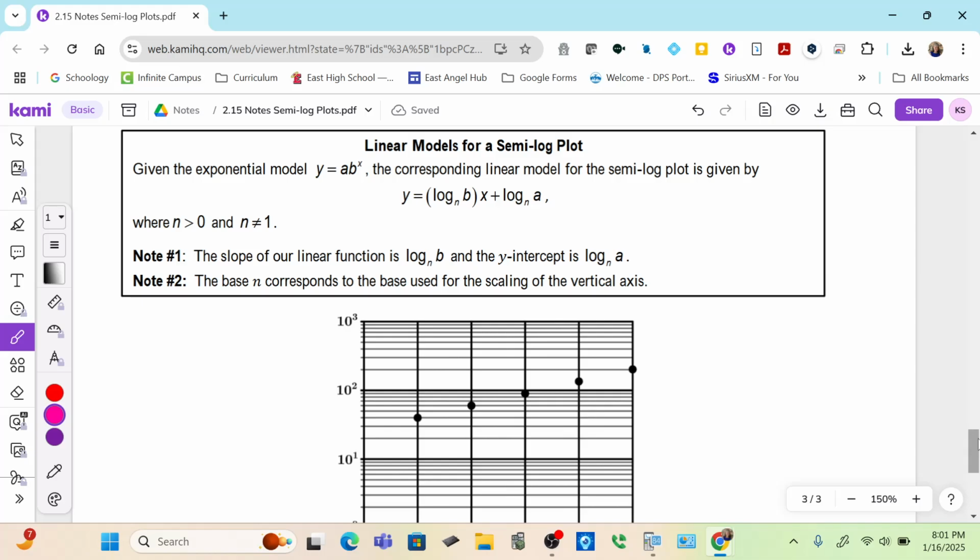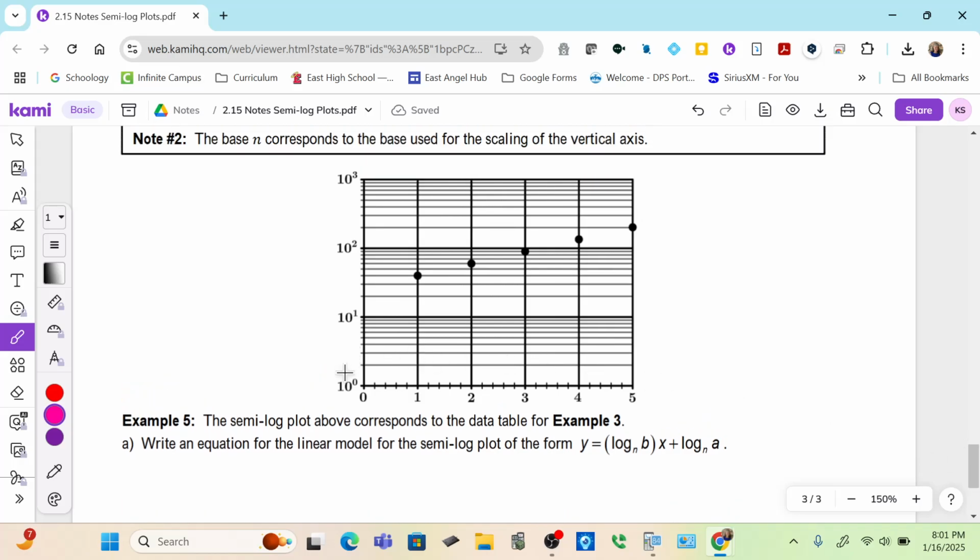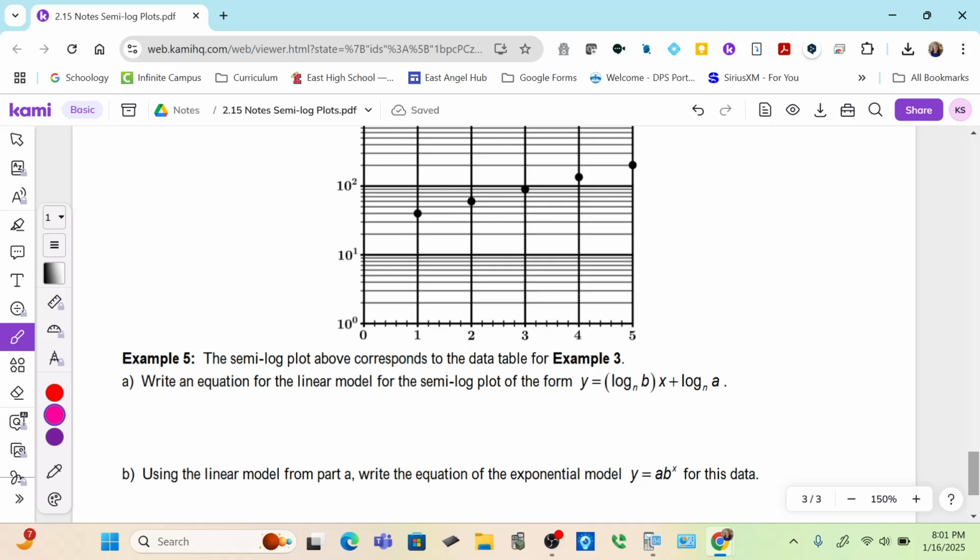So in the case of example 5, our semi-log plot, because we're seeing powers of 10, that means our base of our semi-log plot is also going to be 10. Now, to find the slope so that I can write a linear model, I need 2 points. So I'm going to use the point at 1 and the point at x equals 2, because I can see where they are exactly.